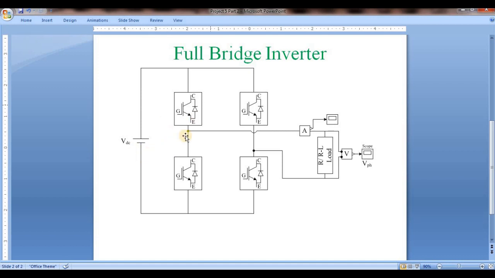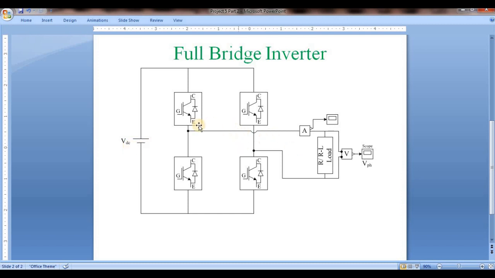So here, two switches will be on at the same time, and these two switches will be on at the same time. Whenever these two switches are switched on, the current will flow in this direction, from here through the load and back to here. So this is the closed path. Once current is flowing in this direction, I can get alternating current here. Whenever these two switches are switched on, my output is exactly equal to VDC.